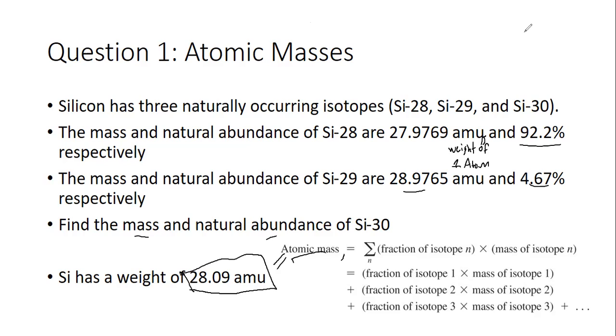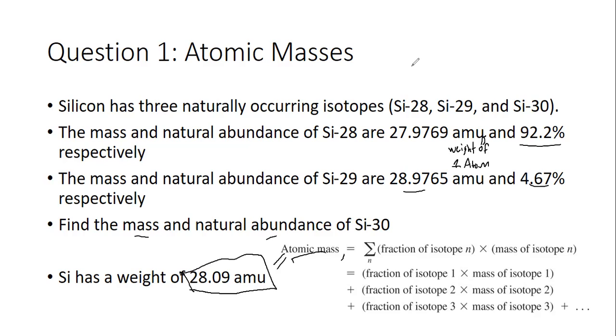How would we find the mass of silicon-30 if we're not given any info on it? That's what we're going to look at. We are actually given quite a bit of information about silicon-30. It's just hidden in the equation. So first, natural abundance. Hopefully everybody was able to get this one.